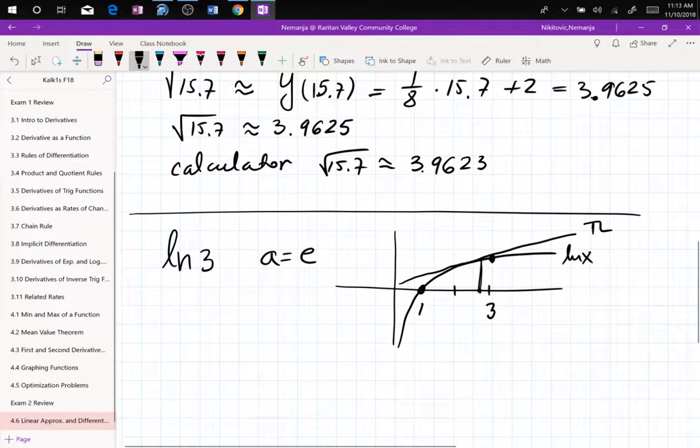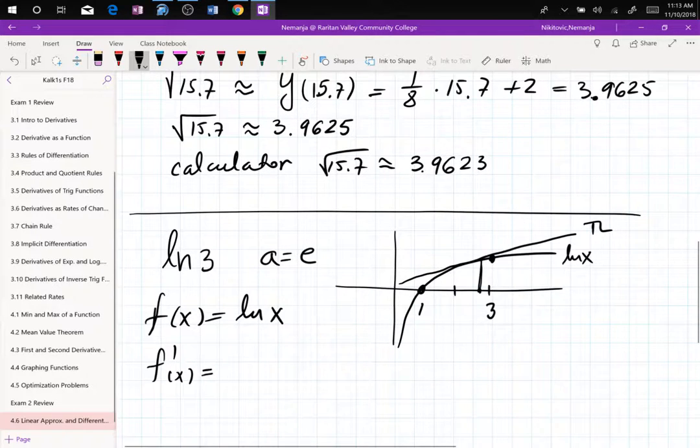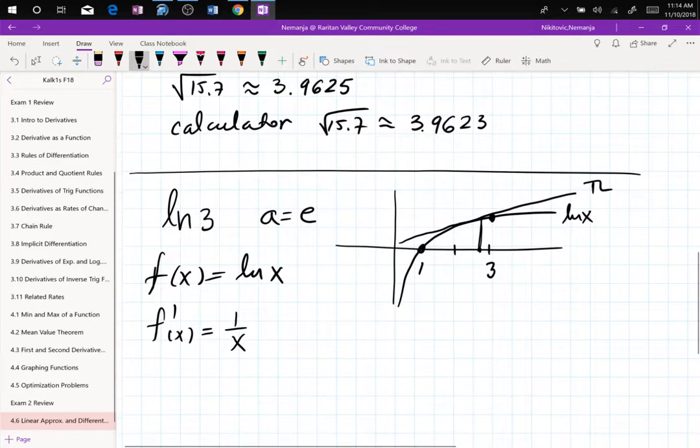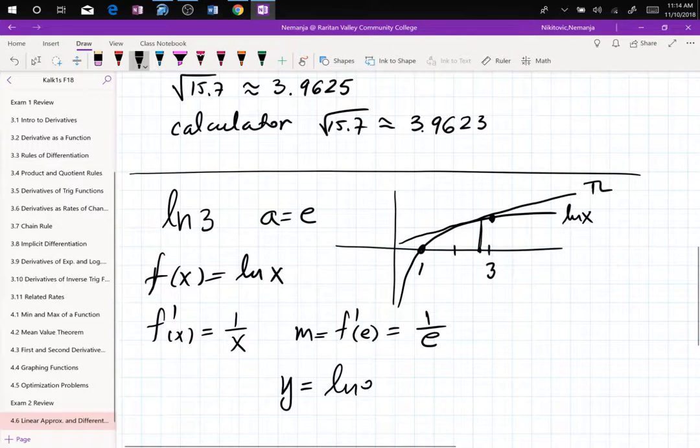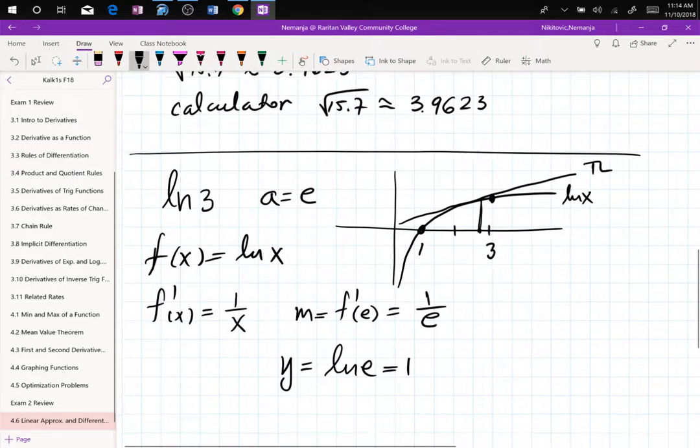All right, let's go. My function f of x is ln x. My derivative f prime of x is? Derivative of ln x is 1 over x. And then we compute the slope, which is the derivative computed at the value, which is 1 over e. So we have the slope is 1 over e. The y value for the function is ln e, which is 1.